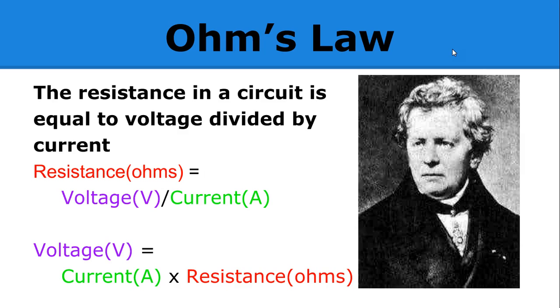But those of you who are pretty good in math, or even not so good in math, can see that you can rearrange that formula so that voltage is equal to the current in amps times the resistance in ohms. Now that's kind of difficult to just look at the formula and go, oh yeah, I get it. It's not necessarily easy to understand just by looking at the formula.